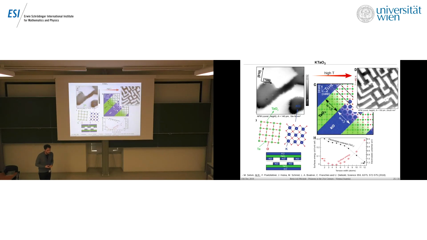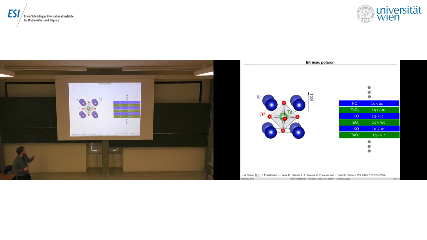But what I want to talk about now is what happens when we start to consider polarons for this system. In particular, this system can form small polarons on the tantalum oxygen 2 termination. So small polarons on the tantalum transition metal side. So let's look a bit closer at this material.